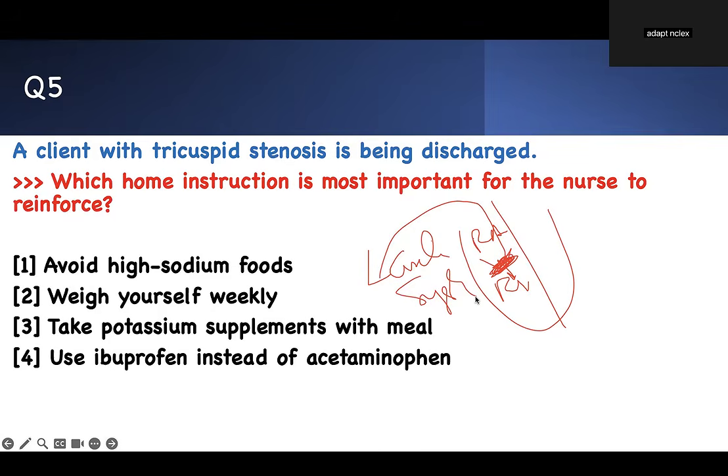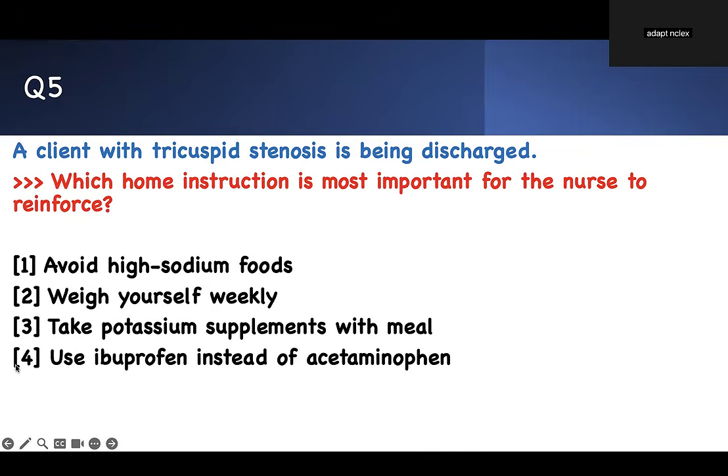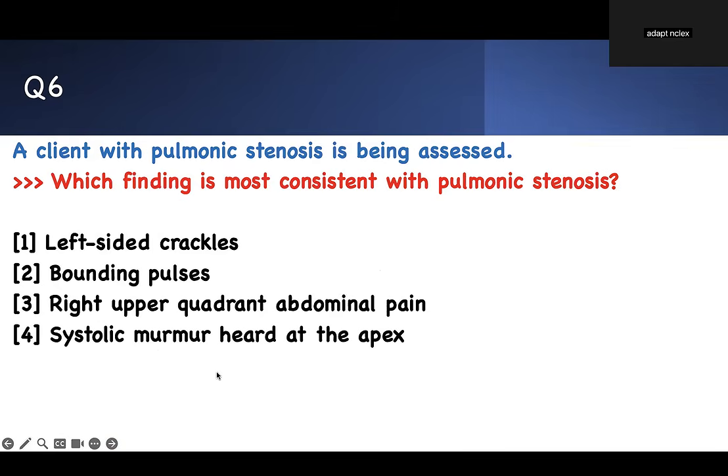If I want to weigh myself to see if I'm gaining weight, it should be daily, not weekly. Do I need to take potassium because I have fluid overload? No, unless I'm taking a diuretic. So that's a trap. If you take ibuprofen, it's going to retain fluid. You better take acetaminophen rather than ibuprofen. Therefore, number 1 is your right answer. You can see you got it. I know you got it because you watch adapting class.